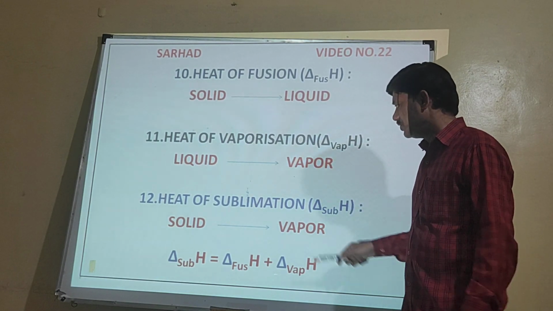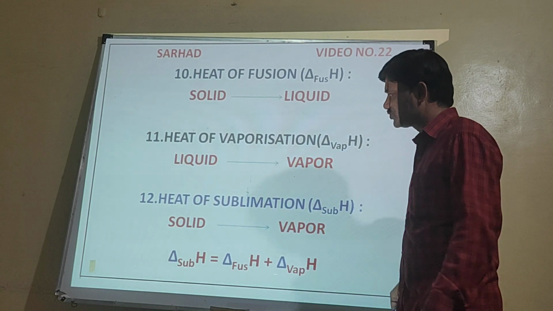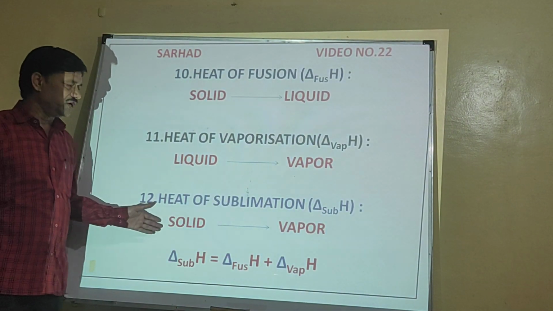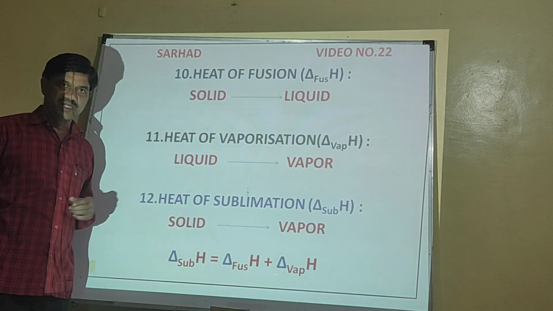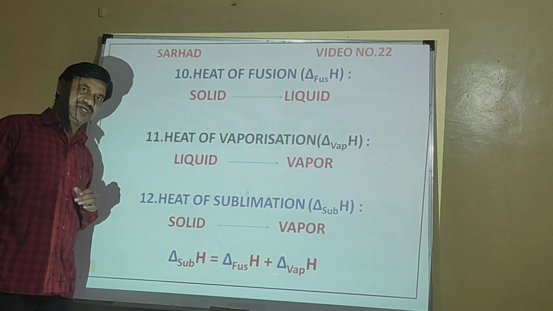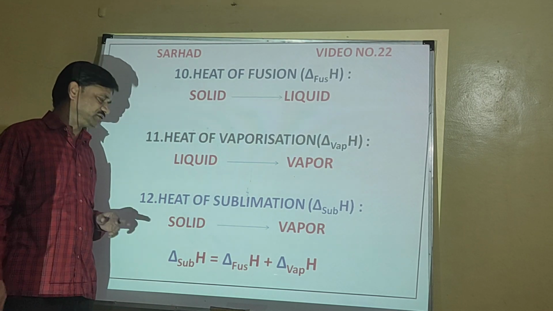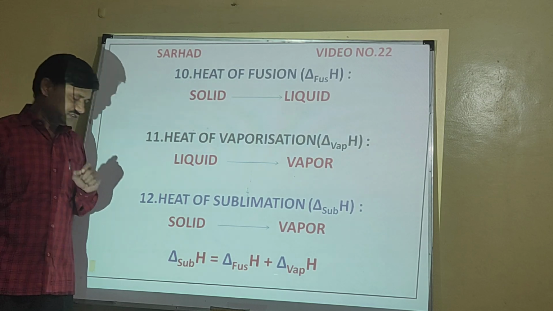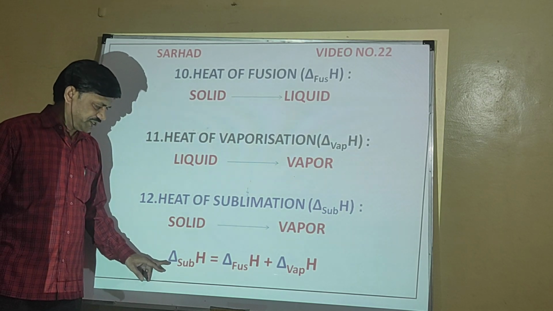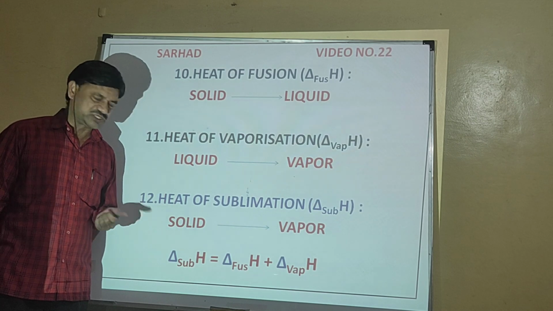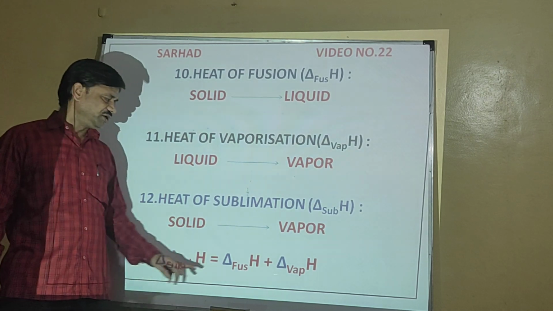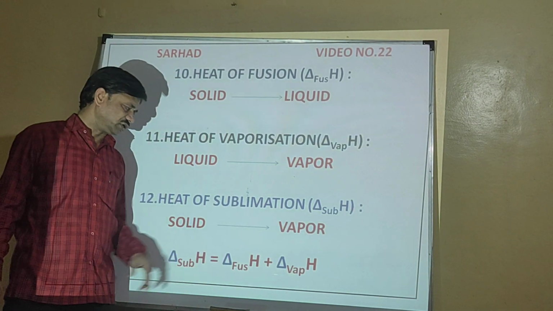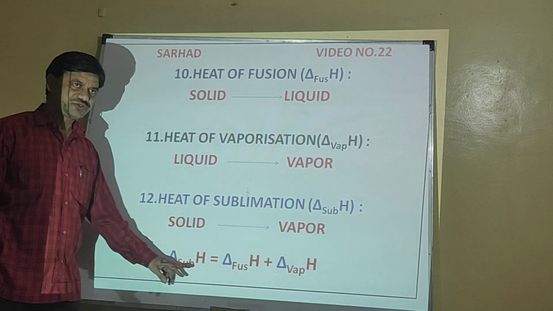What about the last one? Heat of sublimation. What is sublimation? Solid on heating directly converts into vapor without a liquid state. So this is known as sublimation, and the enthalpy change associated with this transformation is known as heat of sublimation. So for simple numericals, check this one. Heat of sublimation is equal to which total sum? Heat of sublimation is nothing but heat of fusion plus heat of vaporization. So this total sum gives you which value? Heat of sublimation.